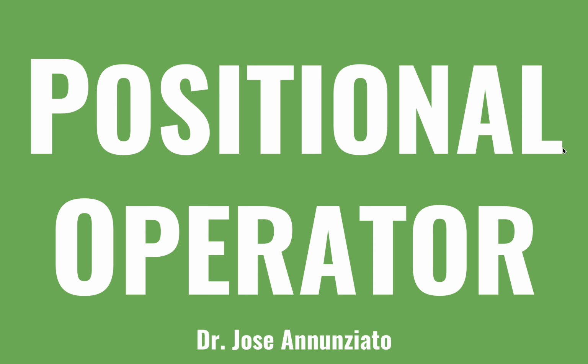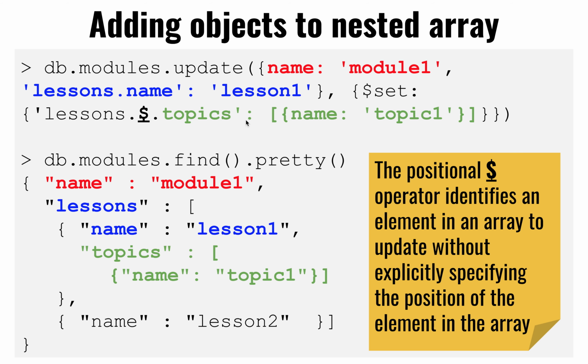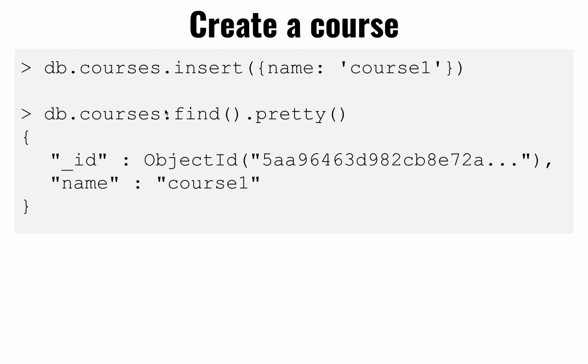Look at the positional operator. That dollar sign we just saw, that was used in that array, is referred to as the positional operator, this one over here. And it has a limit on what we can do.